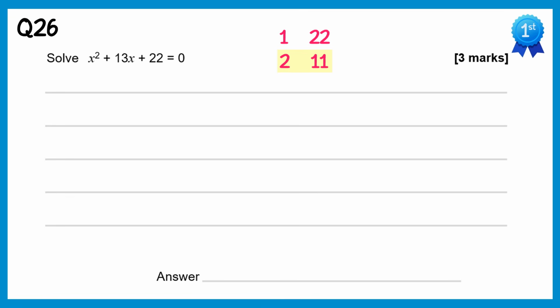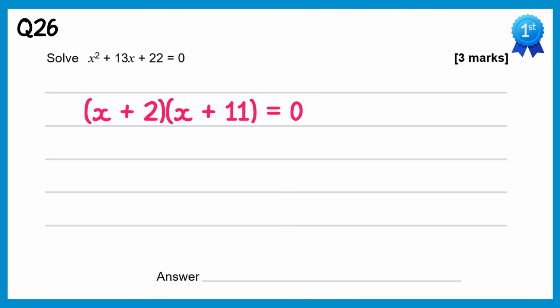This tells us that when we factorise it, the brackets will be x plus 2 and x plus 11, and this equals 0. Now we move on to the solving part since we factorised. We look at this first bracket here and say, what if that was equal to 0? We'd have x plus 2 equals 0. And to solve this, we just subtract 2 from both sides. If you subtract 2 from the left, you get x, and if you subtract 2 from 0, you get negative 2.